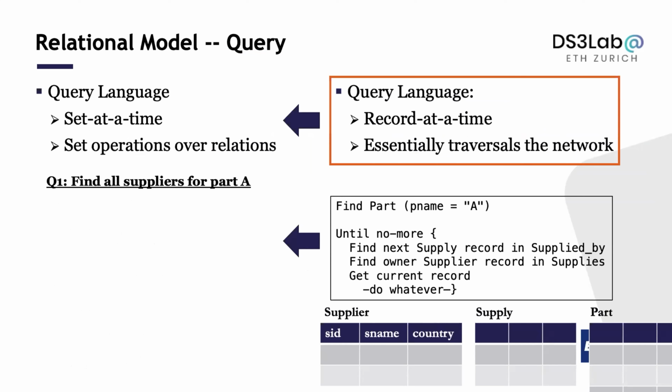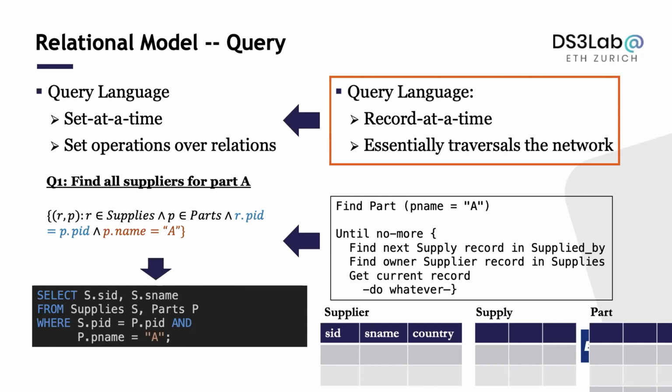For example, if you want to find all the suppliers for part A, instead of telling the system how to implement that, how to find that record, you give the system something at a little bit higher level. You say, what I really want is for you to select information from these two relations with this property, and project all the information into the supplier ID and also the supplier name.